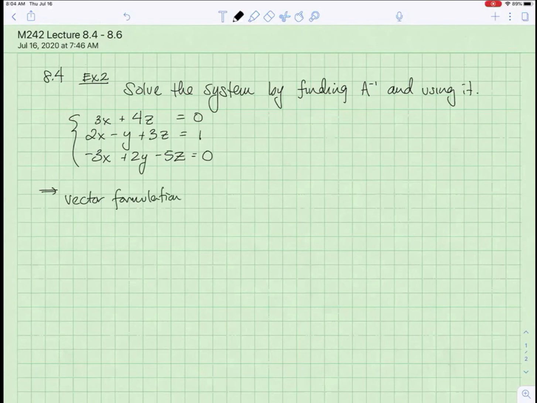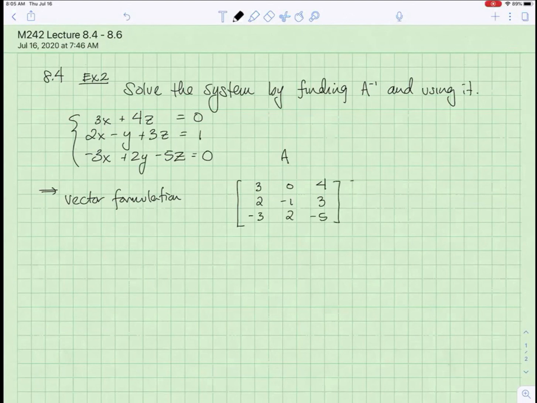Well, that's the coefficient matrix, A, which in this case is going to be 3, 0, 4, as there is no y component in the first equation. The coefficients on the next equation are 2, -1, and 3. And in the third equation, the coefficients are 3, 2, and -5.